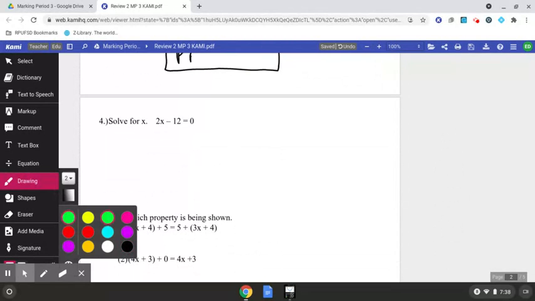Okay, number 4 is just a basic two-step equation. So we're going to draw our line down, and then we are going to use inverse operations and solve for our x. So I want to get rid of that negative 12, so I'm going to add 12 to both sides first. They'll cancel here because they're opposites, and I'm left with 2x equals 0 plus 12 is 12. Now I want to get that x alone, so I'm going to divide out that 2 to get rid of it. And now x is by itself, and I get that x is equal to 6.